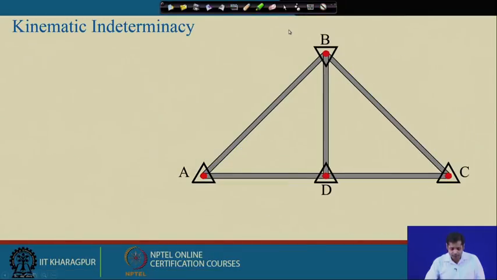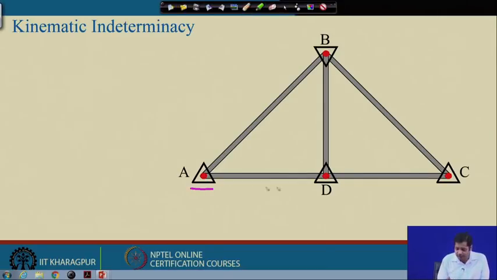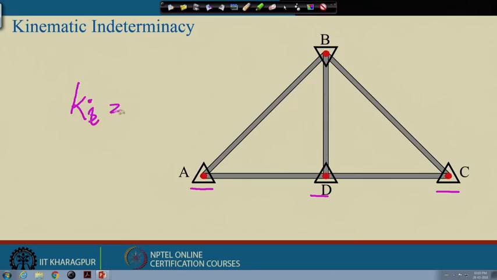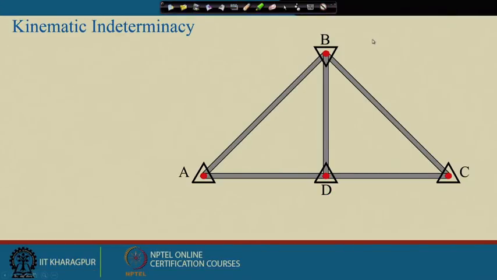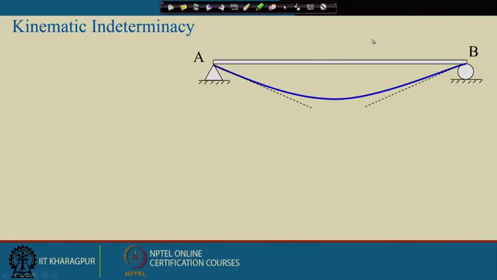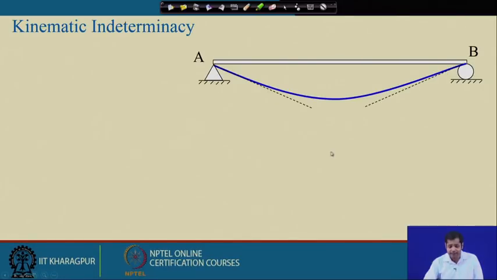Let us take a few more examples. For instance, in this case, all the joints are hinged, so none of the joints can move in space. None of the joints have any degrees of freedom. So the total number of joint movements in this structure is 0, and the kinematic indeterminacy is 0, right? Now quickly see another example. So nk is 0.